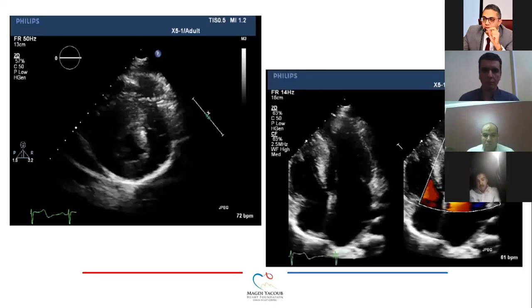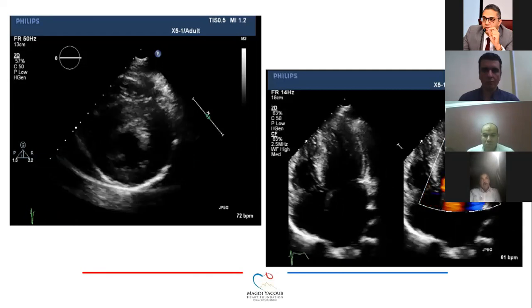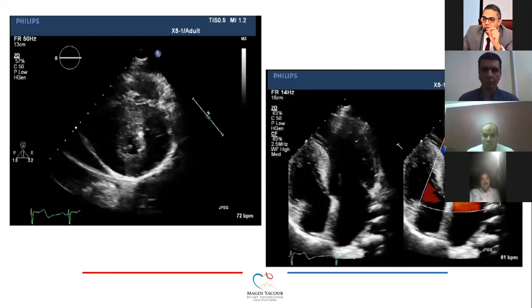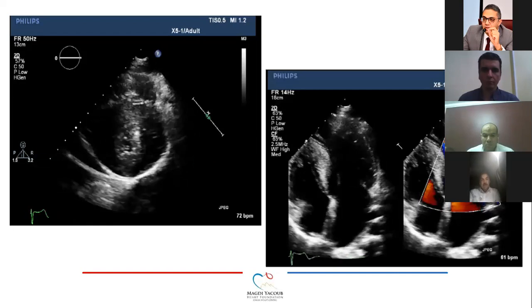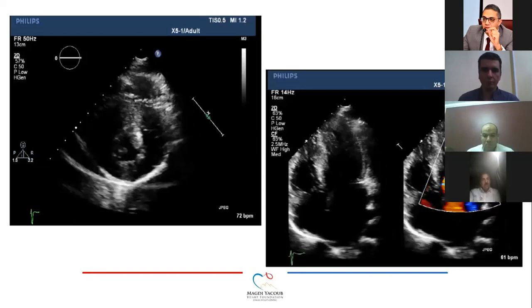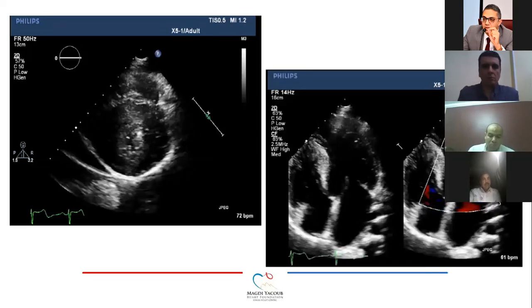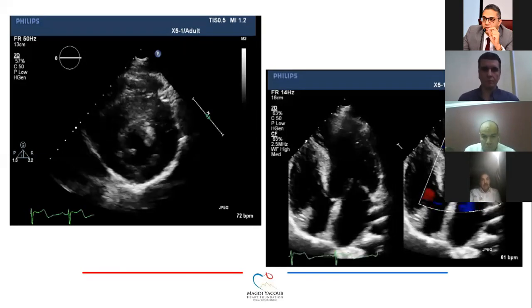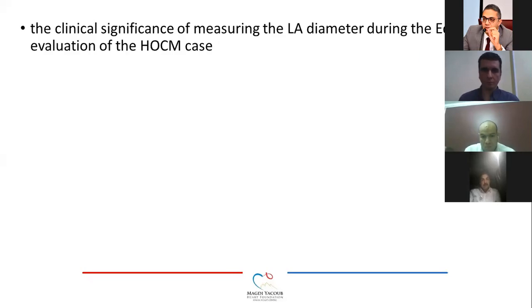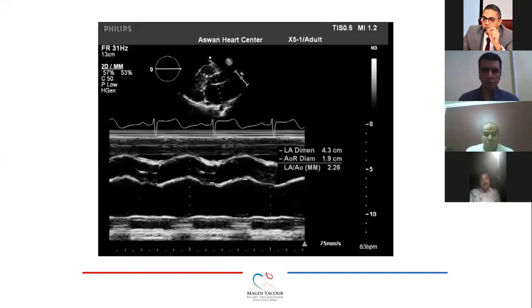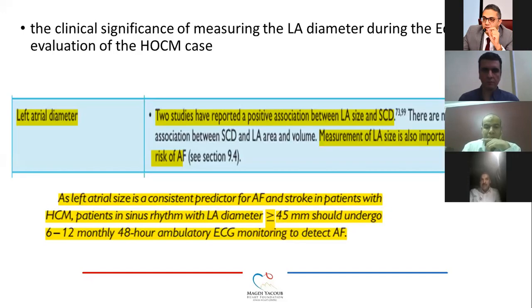And the final message at echo was shown by Muhammad, which is the importance of diameter. It is not volume, it is diameter. It can predict the risk of sudden cardiac death, it can predict the risk of atrial fibrillation, and it can predict the risk of stroke among HOCM patients. So echo is the most important investigation and should be done very carefully and very comprehensively among HOCM patients.